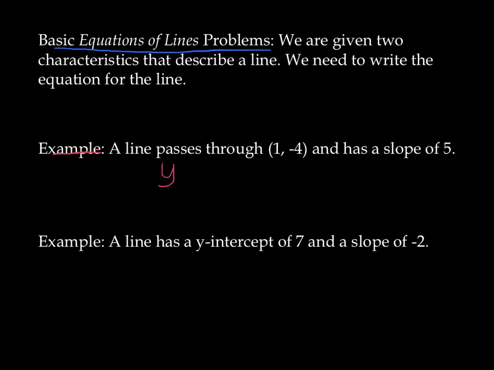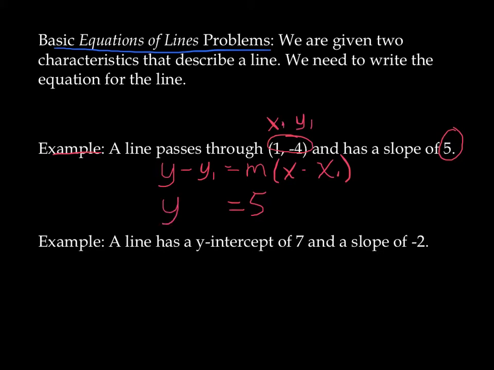Well, we have the form y minus y1 equals m times x minus x1, which is called the slope point form. We can take this slope of 5, that's our m, and we can take the point 1 comma -4, that's our x1, y1, and we can rewrite this now as y minus -4, so y plus 4 equals 5 times x minus 1. Okay, so that's the basic idea. You get two clues and you can write the equation of a line.